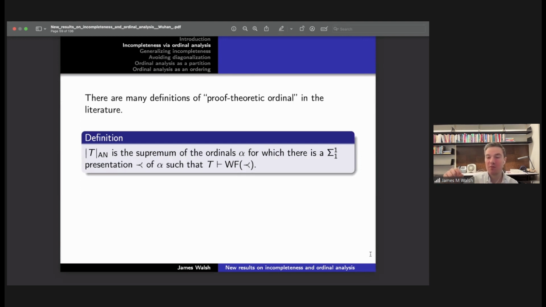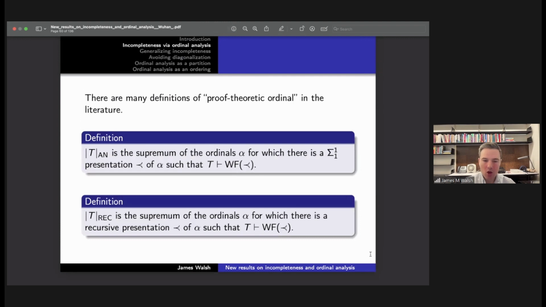I mean, there may be other descriptions that are not provably well-founded in T, but if you look at the ordinals, there's going to be some initial segment where T can prove the well-foundedness of ordinals according to some sigma 1,1 presentation, but then that's going to run out. Right? So at a certain point, T's proving power is going to run dry. And that's what we call the analytic proof theoretic ordinal of T. So it's the supremum of the ordinals that have some T provably well-founded sigma 1,1 presentation.